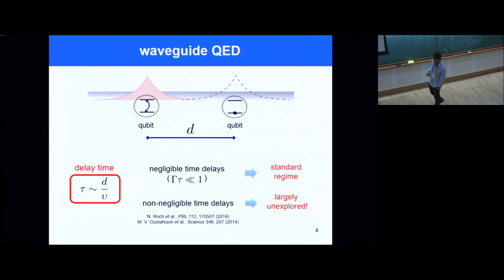The reason is basically the wish to implement long distance quantum information processing tasks. Now, the regime of non-negligible time delays is essentially a largely unexplored land, one reason being that it's generally theoretically very tough to describe this regime.